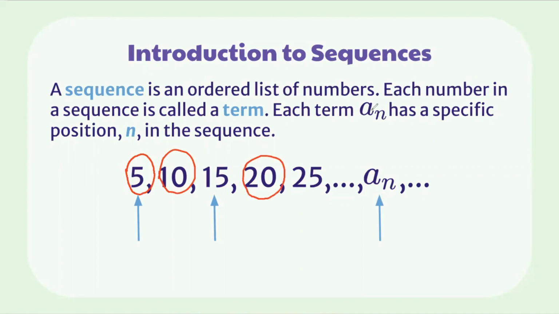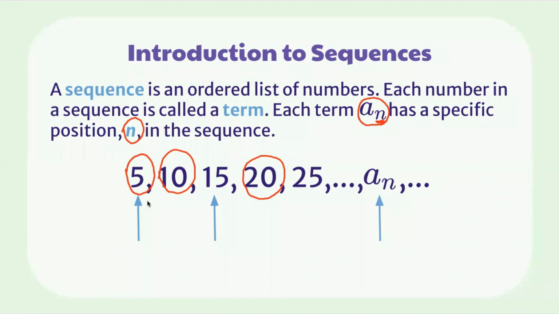Each term is going to be referred to by a subscript n. This basically just represents any term that is in your sequence. And each term a_n is going to have a specific position n in the sequence. So this is what the subscript n represents. It's going to be the specific position. And when we're talking about specific position, we're just talking about where it is in the order of your sequence.